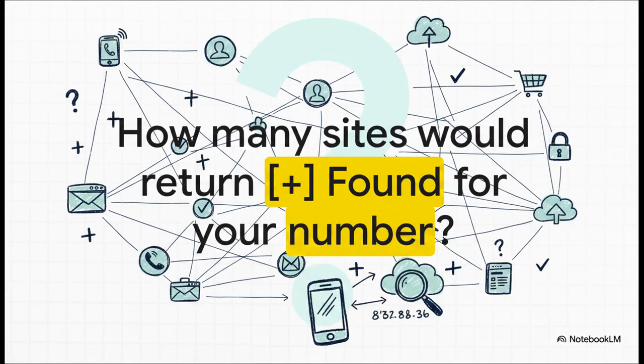Which brings us right back to you and your own digital footprint. We've seen just how simple it is to ask the internet if an account exists, and we've seen how fast a tool like Ignorant can map it all out. So, I want to leave you with this final provocative thought. If your personal phone number was run through Ignorant today, how many websites do you think would return a plus sign for found? The answer might genuinely surprise you. It's a really great reminder to always be mindful of exactly where we're leaving our digital keys.